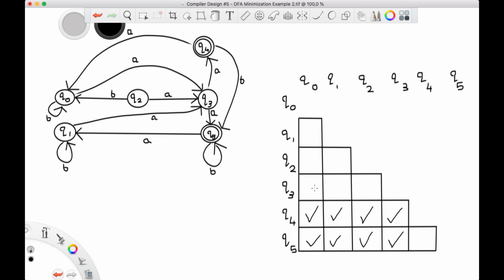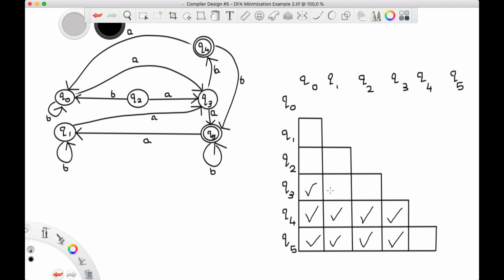What about Q3, Q0? Well, an A from Q0 leads to Q3. An A from Q3 leads to Q5. And by the way, this was supposed to be a B. Sorry about that. But yeah, an A from Q3 leads to Q5. And Q5 and Q0 are checked. So we do check this one. We don't need to check B at all because we already know Q3, Q0 needs to be checked.